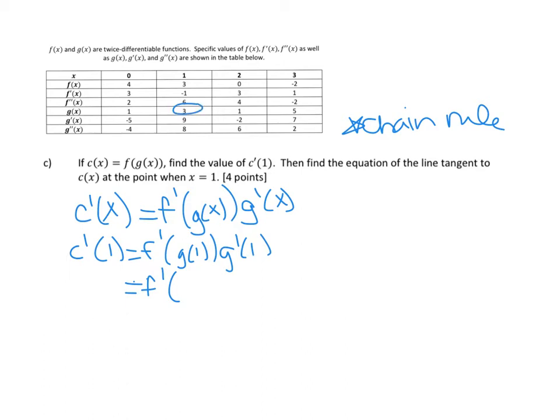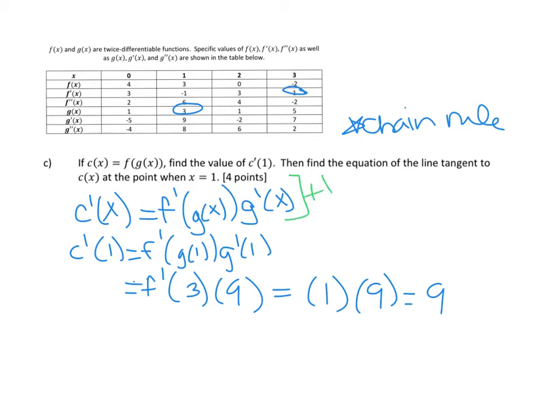G of 1 is 3. G prime of 1 is 9. So now I'm going to use f prime of 3. That's going to be 1. So I get 1 times 9, or 9 for my answer there. By the way, to get the points here so far, you would get 1 point for doing the chain rule. You get 1 point for getting that value.